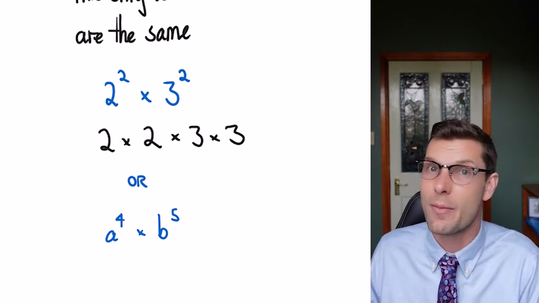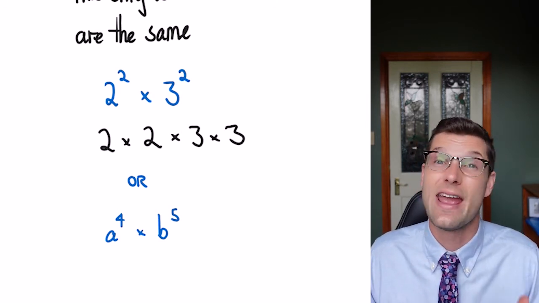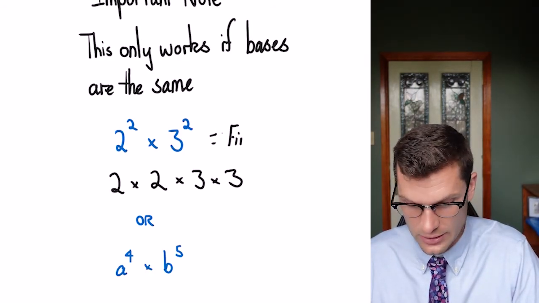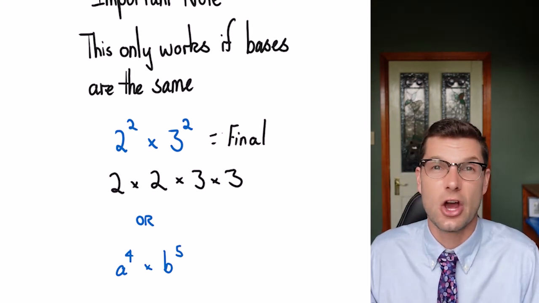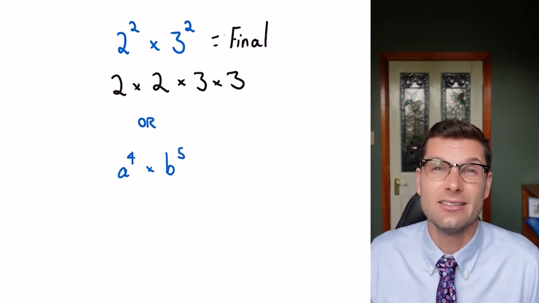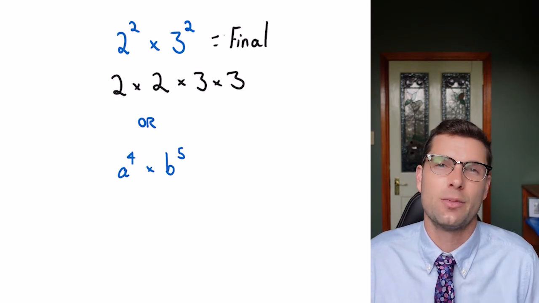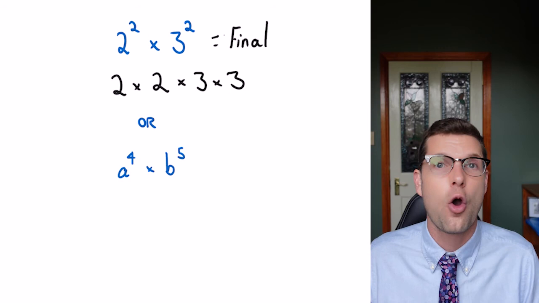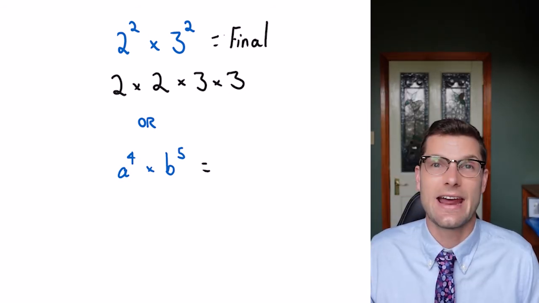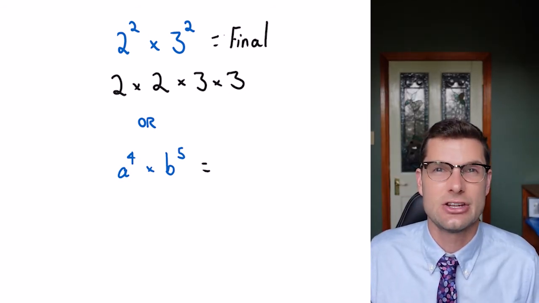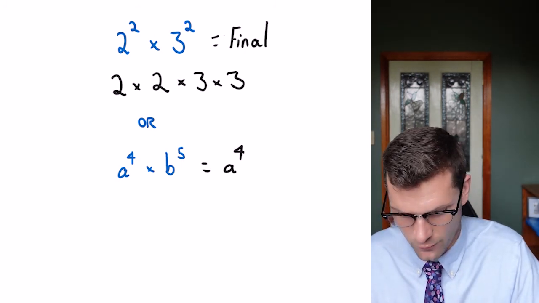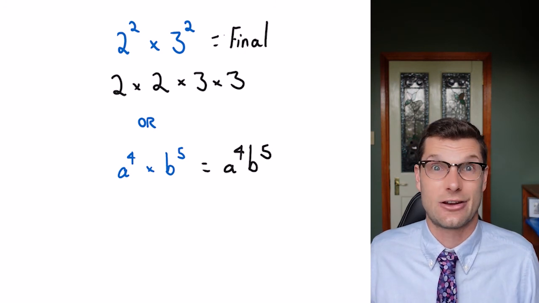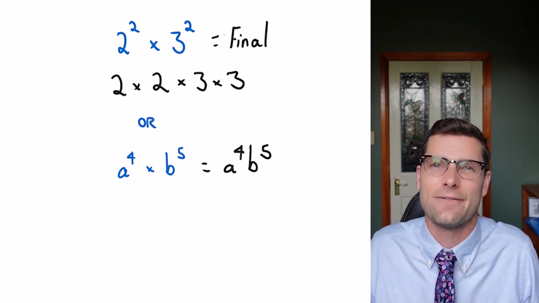I could work out the answer on my calculator, but you don't have to do any work if the bases aren't the same. So this one is just literally your final answer, so you don't have to do anything to it. If they are letters, this is a to the power of 4 multiplied by b to the power of 5. Because the a's and b's are different, all we have to do is write these out again without the multiplication sign in the middle, becoming a to the 4, b to the 5. So these ones, when the bases are different, are actually way, way easier because there's nothing you have to do.